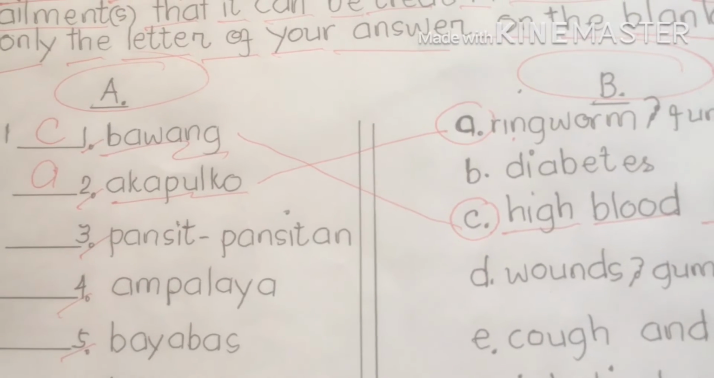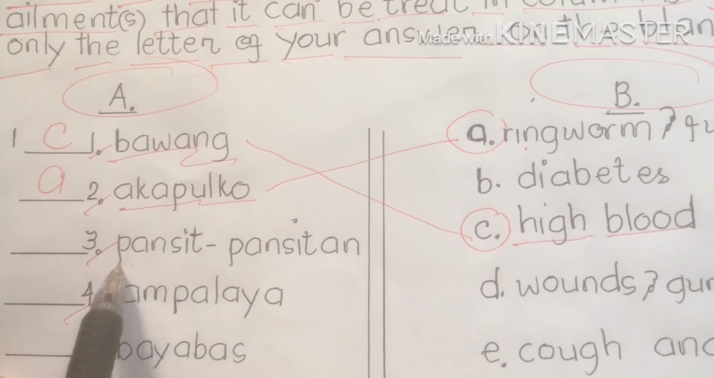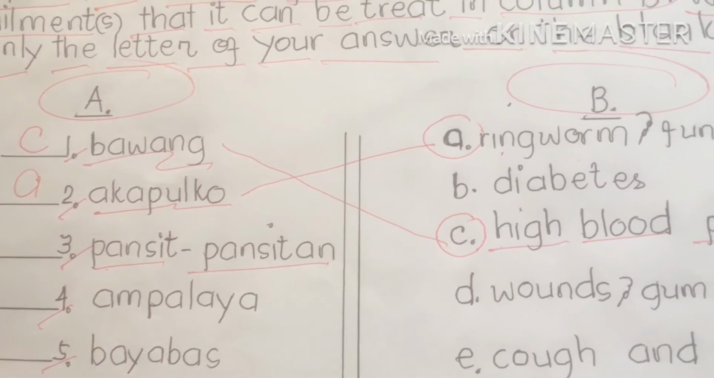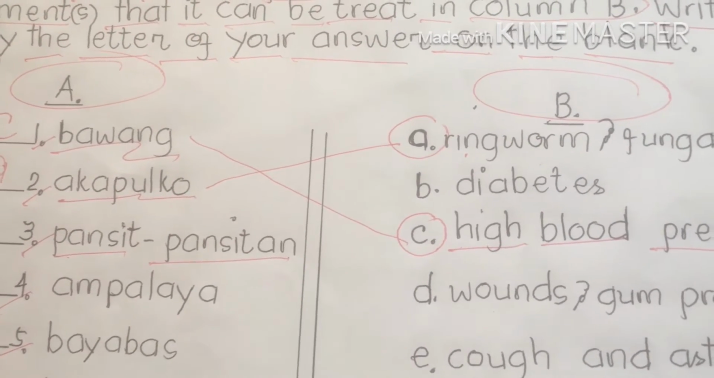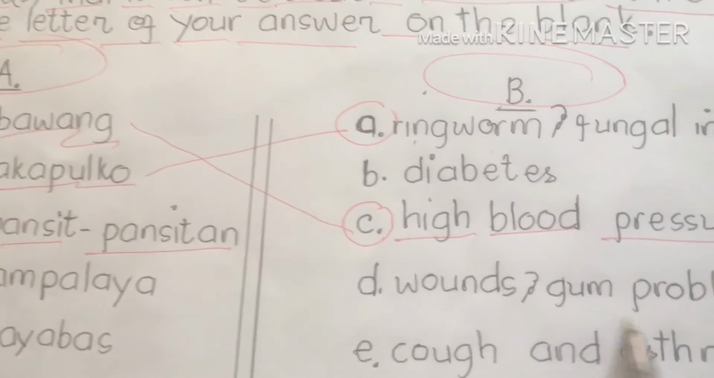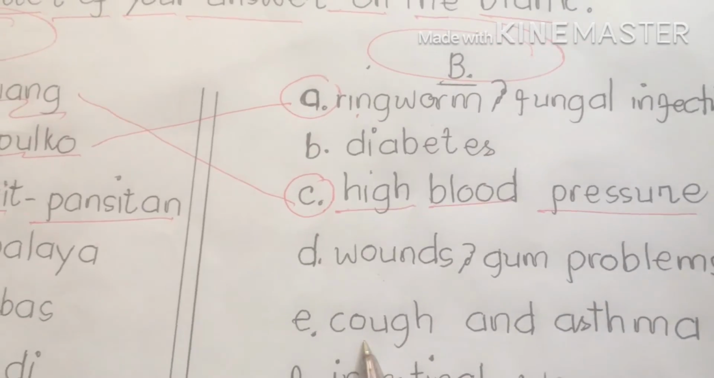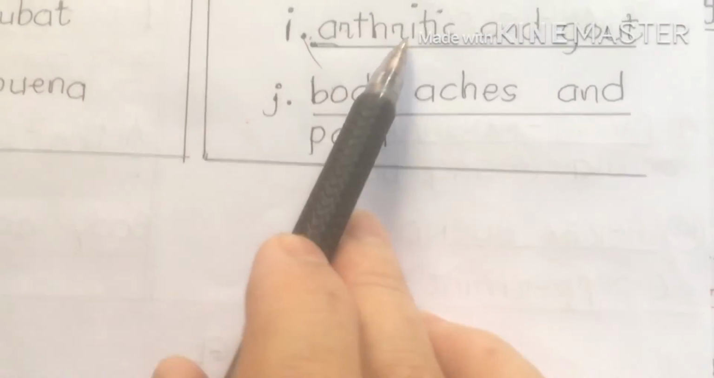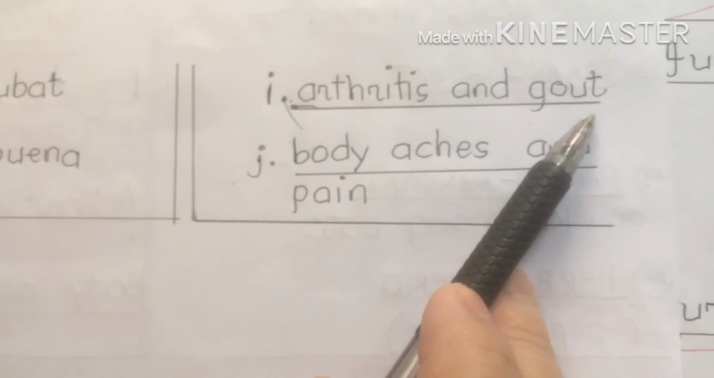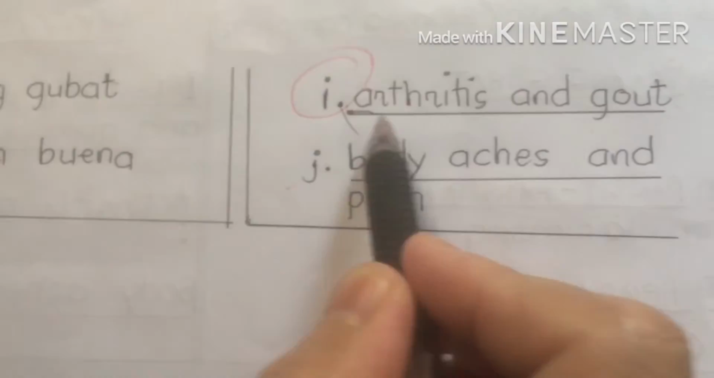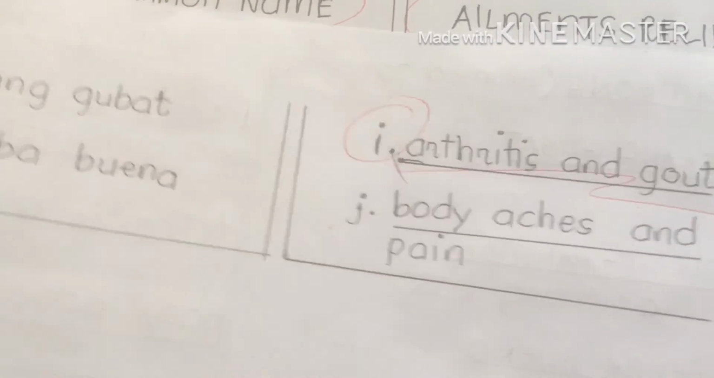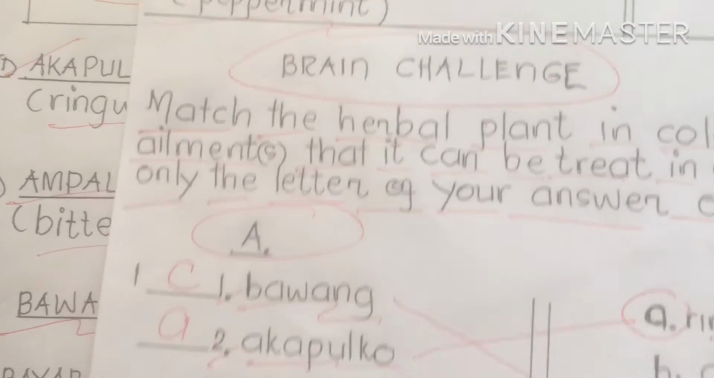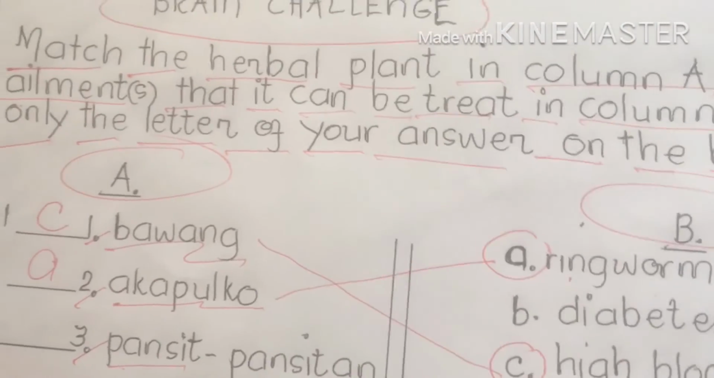Next, number 3. Pansit pansitan. Okay, what is the function of pansit pansitan? Choices are wounds and gum problems, cough and asthma, or arthritis and gout. So we're going to choose arthritis and gout. That is for number 3.